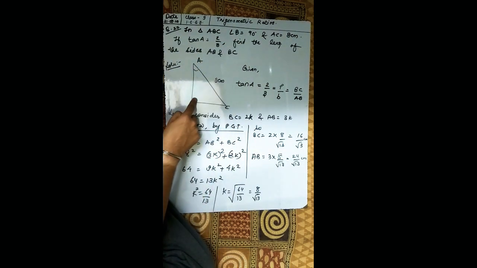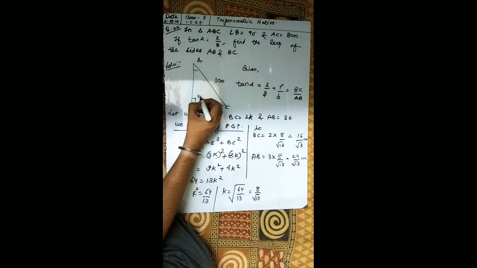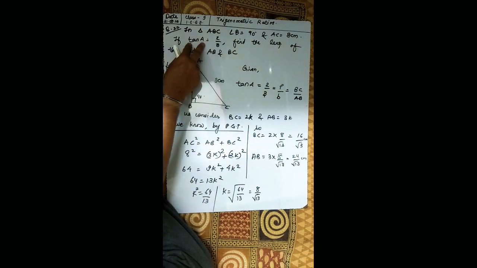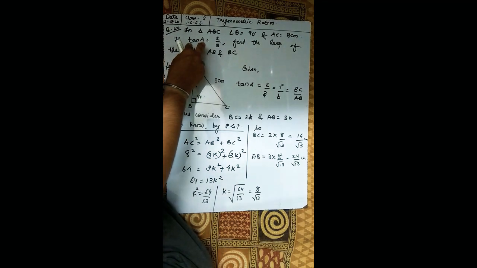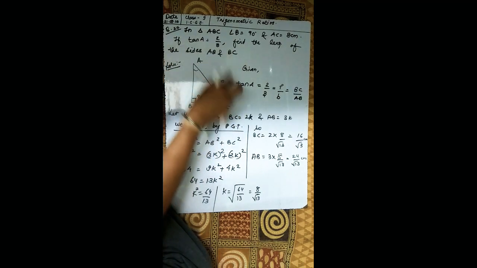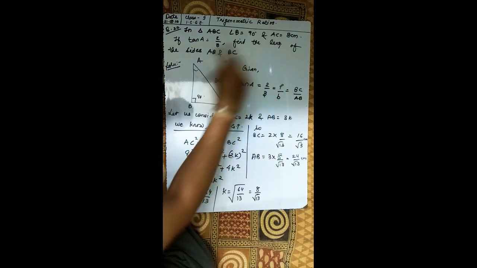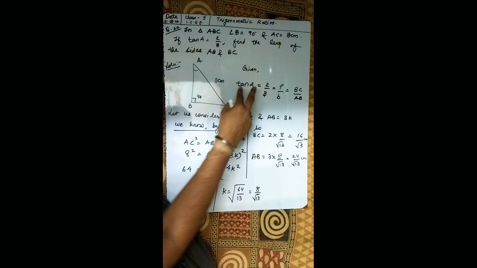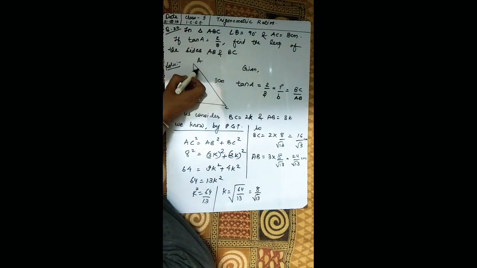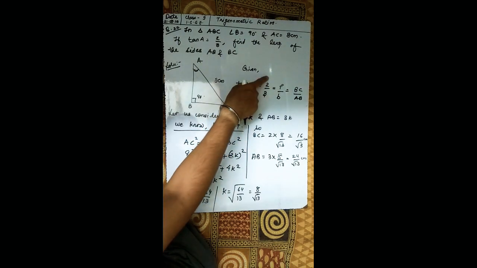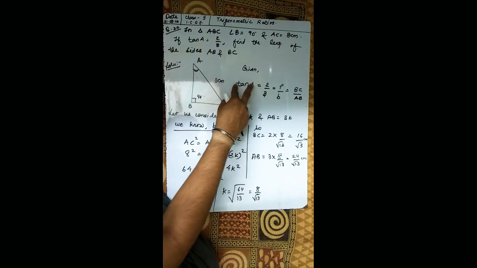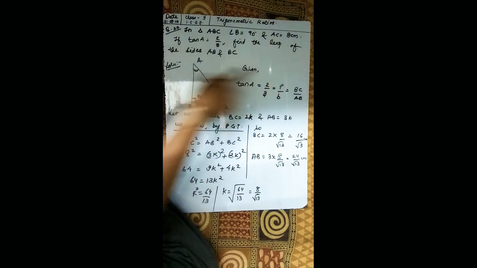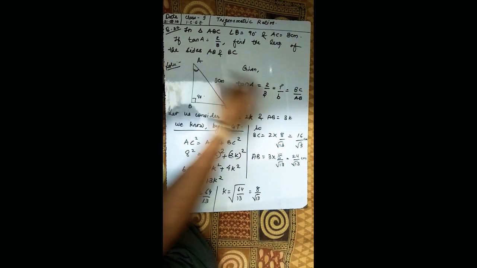So angle B is 90 degrees with us, and we are given the side AC, that is 8 centimeters, and we are given one more thing, that tan A is equal to 2 upon 3, and we have to find the sides AB and BC. So as we know, tan A, that means the angle is at A, is 2 upon 3 as given, and we know that tan A is P upon B, perpendicular upon base, that means BC upon AB.